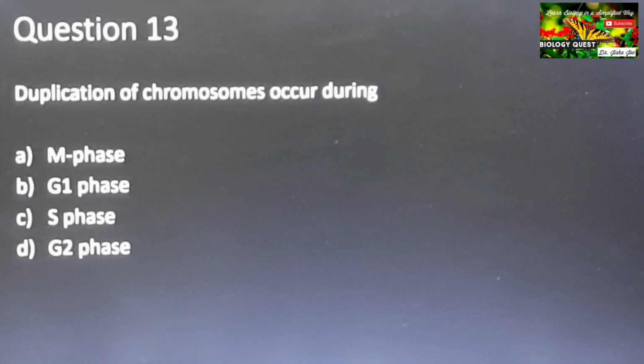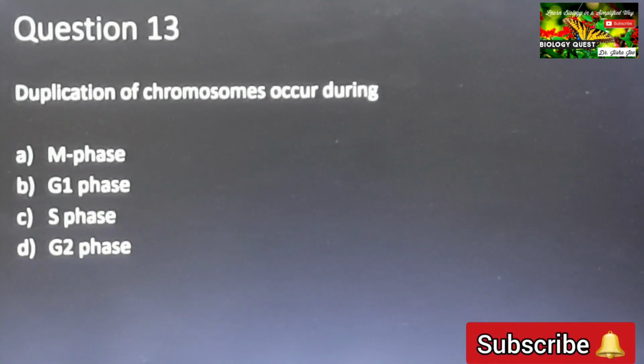So which is the correct option? It is option C, S phase. Duplication of chromosomes occurs during S phase.